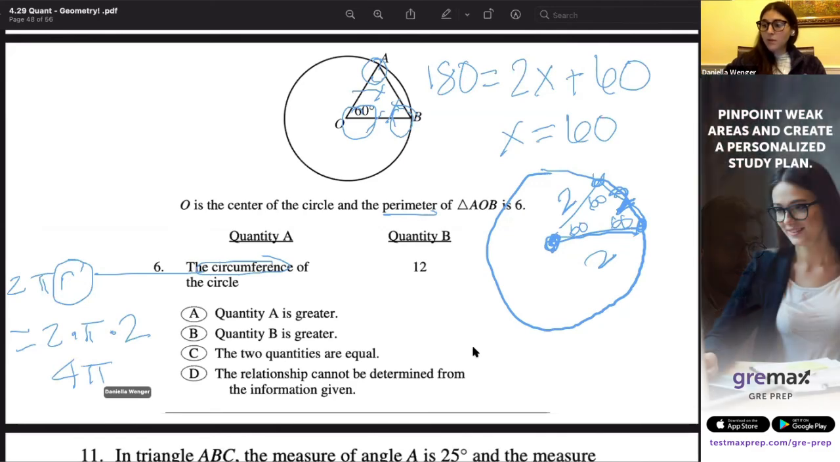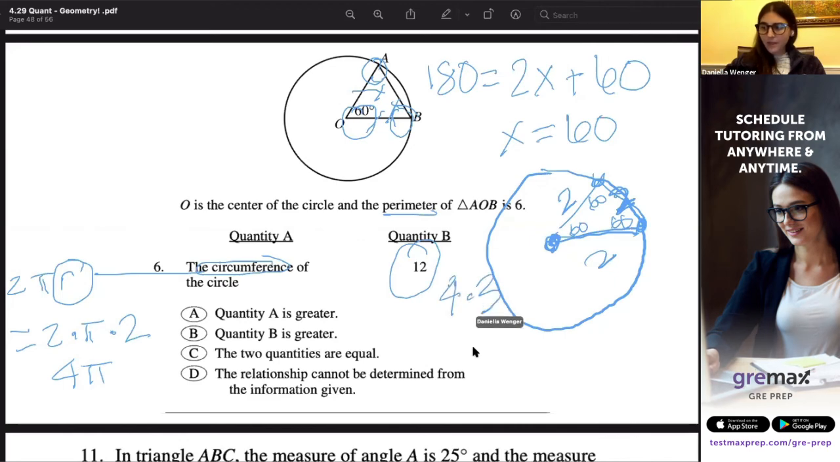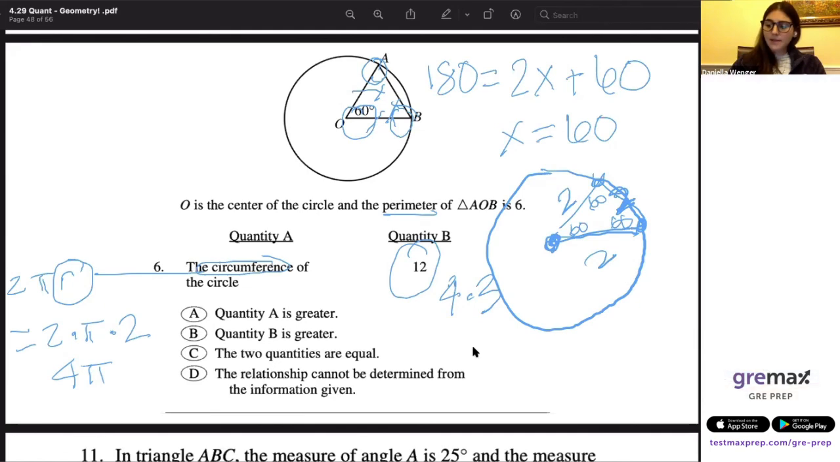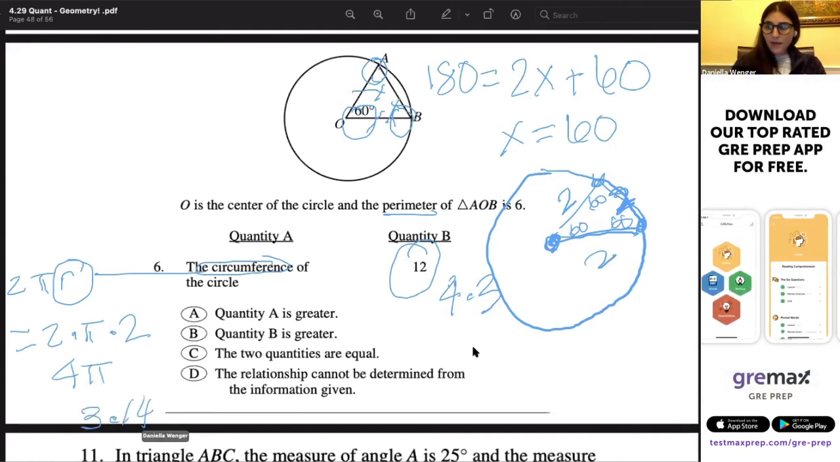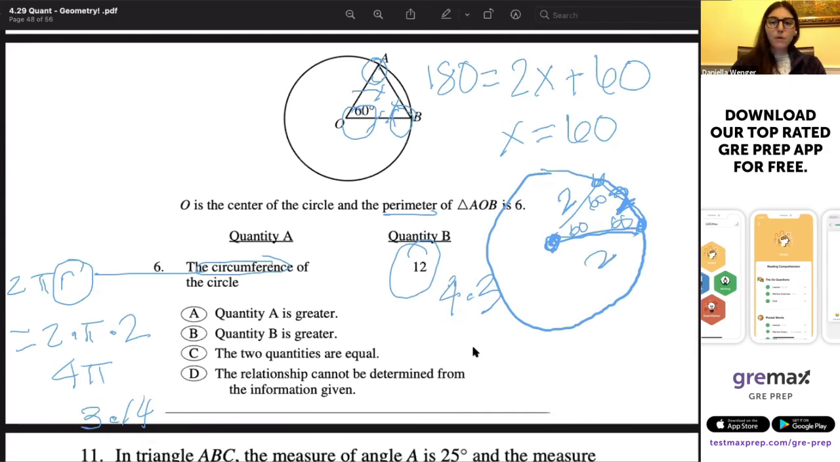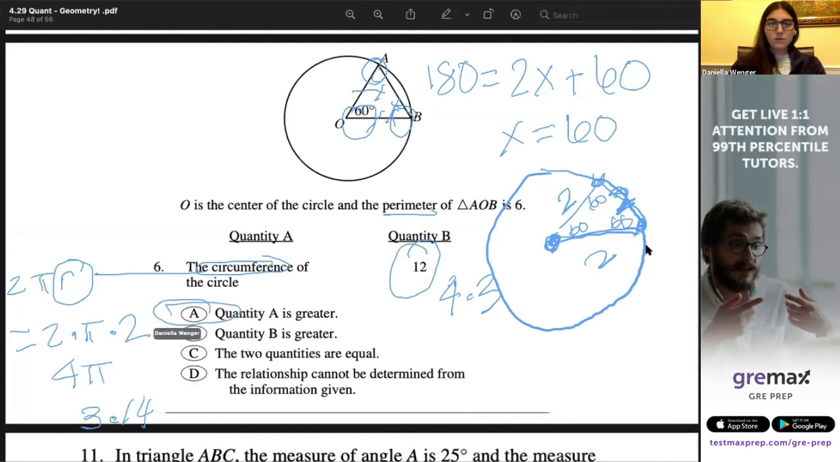And 12, to answer the question, if we broke that down, is 4 times 3. And pi is equal to 3.14, which we know is greater than 3. So therefore, we can assume that 4 pi is greater than 4 times 3, and therefore quantity A is greater.